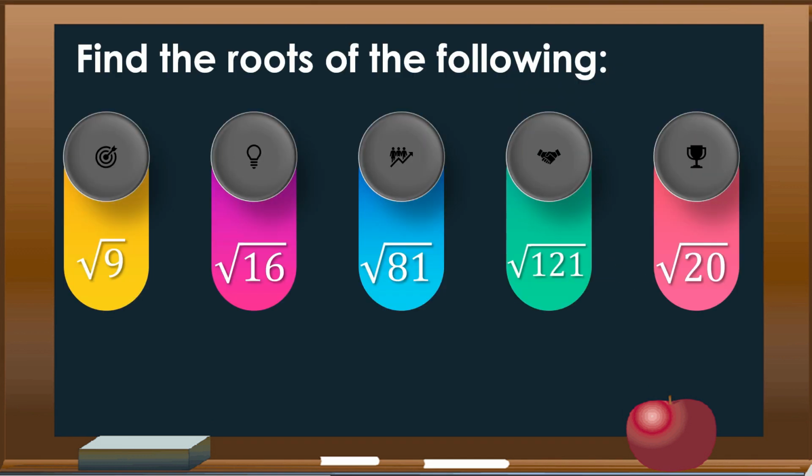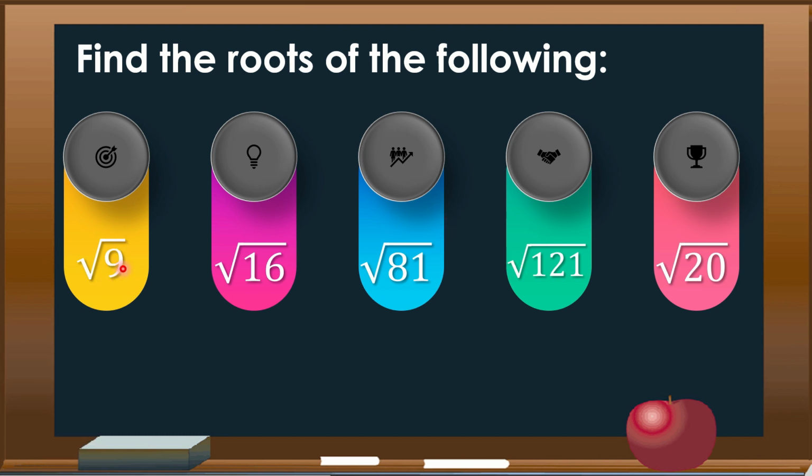For your first activity, let us find the roots of the following: square root of 9, square root of 16, square root of 81, square root of 121, and square root of 20. Paano nga ba ulit nakukuha ang roots ng square root? Isip ka ng number na dapat mong i-multiply sa sarili niya, at yung product, dapat yun yung radical na nakikita nyo po dito.